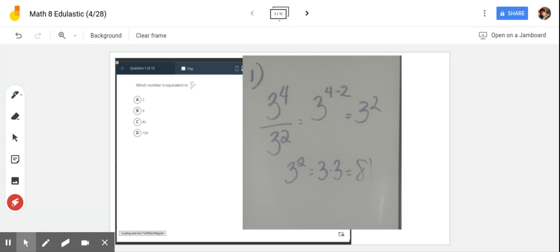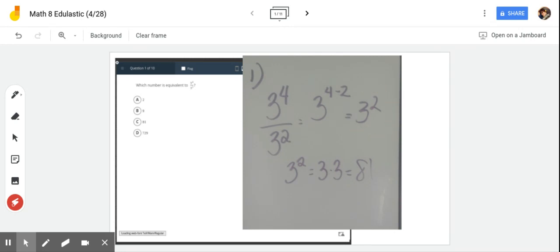Question number one, which number is equivalent to 3 to the 4th power over 3 to the 2nd power? When we see this line here, that is a division sign, so we're going to be using the division rule. Remember, when we divide powers with like bases, we keep the base, which is 3, and we subtract the exponents, 4 minus 2, and we get 3 to the 2nd.